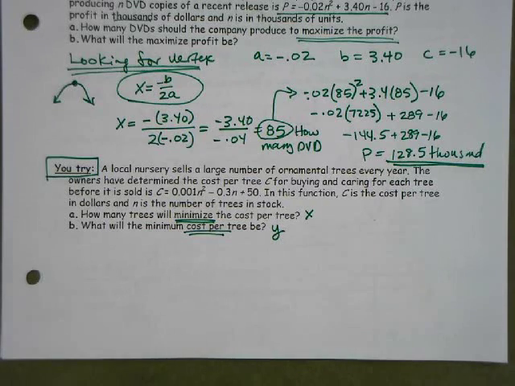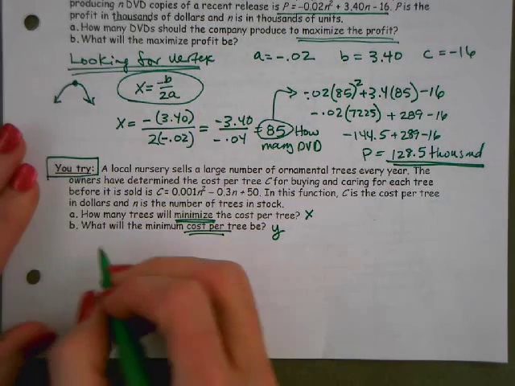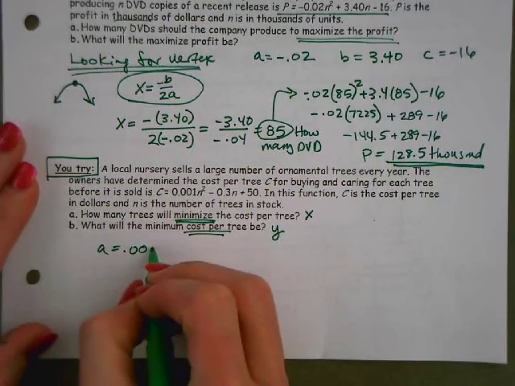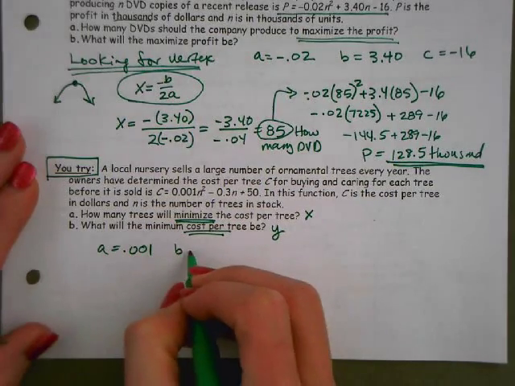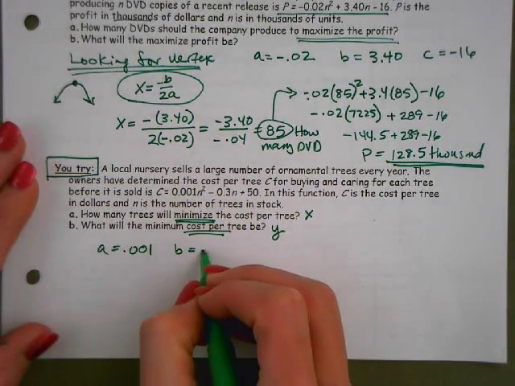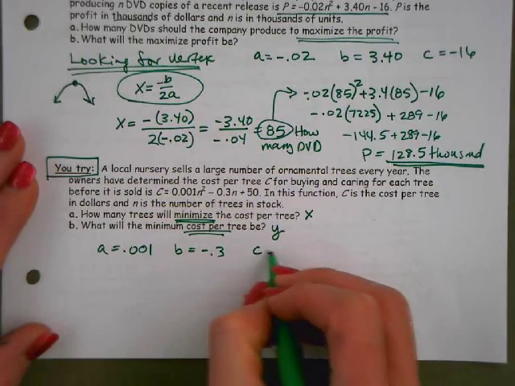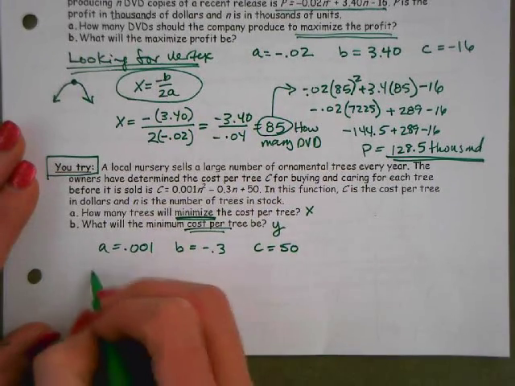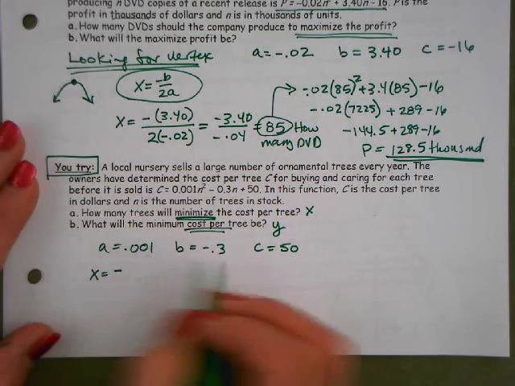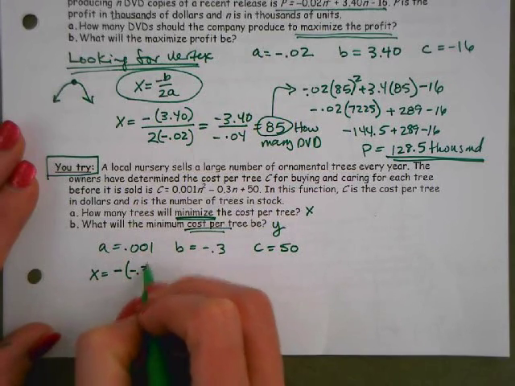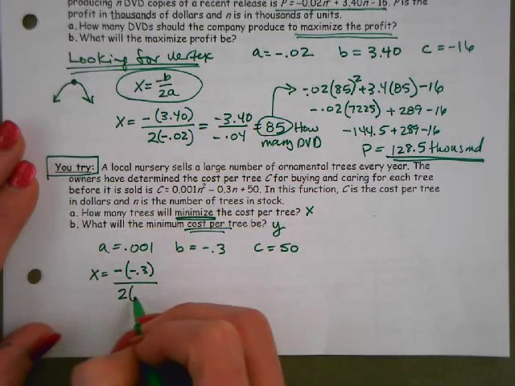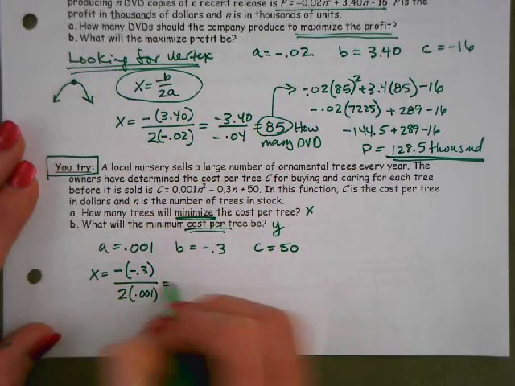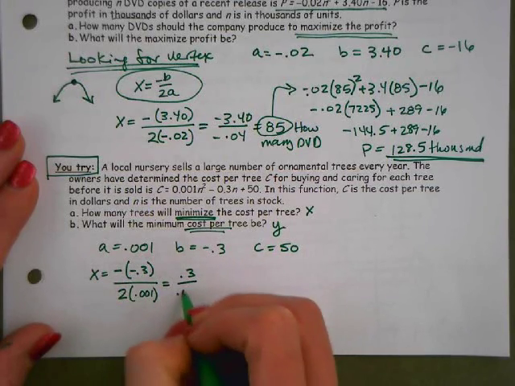All right, so you're trying to find the vertex. You have A is 0.001, you have B, which is negative 0.3, and you have C, which is 50. So x equals negative B, so it's negative negative 0.3, all over 2 times A, which is 0.001. So this becomes 0.3 divided by 0.002, which is 150. So you need 150 trees.